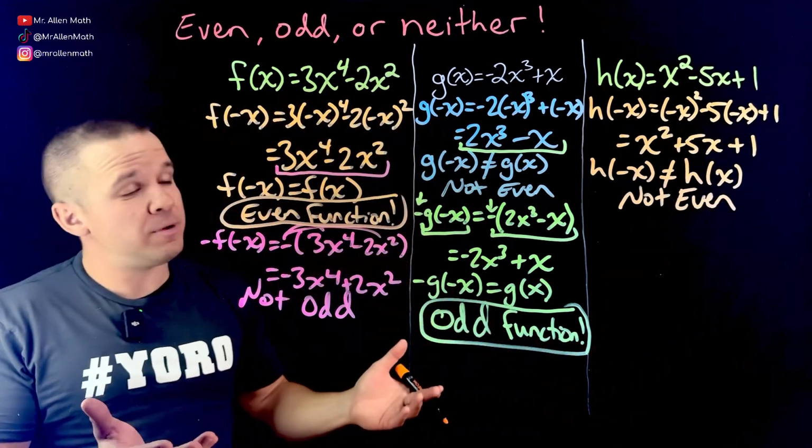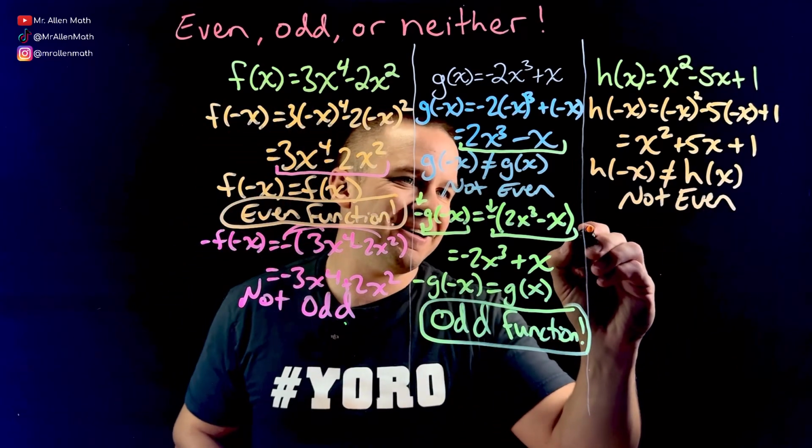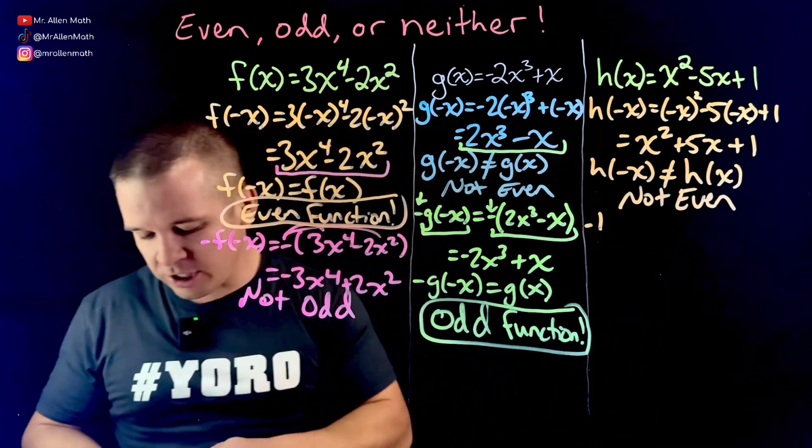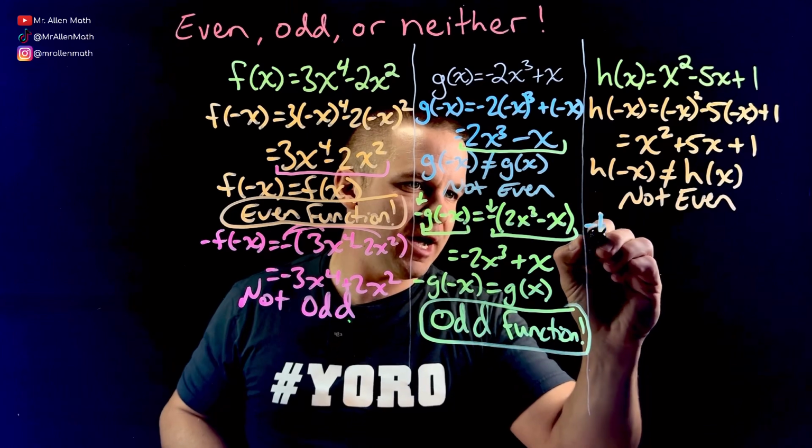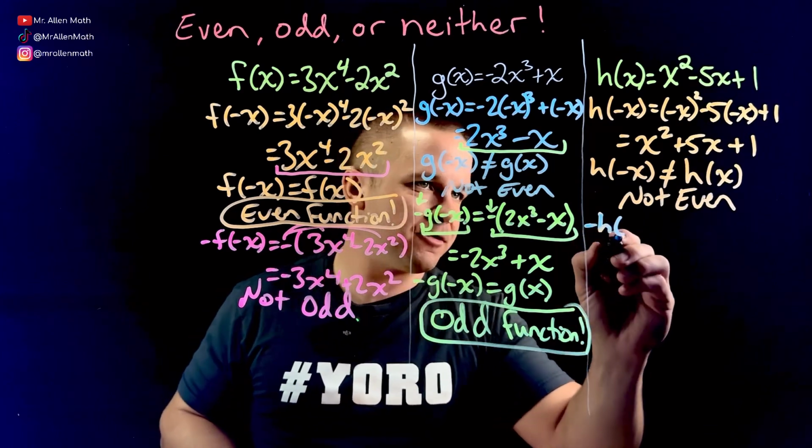But is it odd? It could be. We'll see. I don't know. Probably not. All right. Negative h. Oh, let me change markers here. We'll go to blue. Negative h. Oh, that's cool looking mix of colors there.